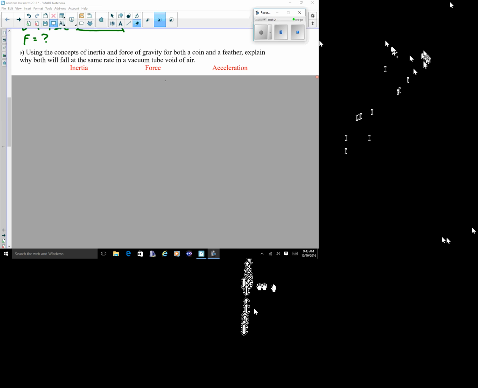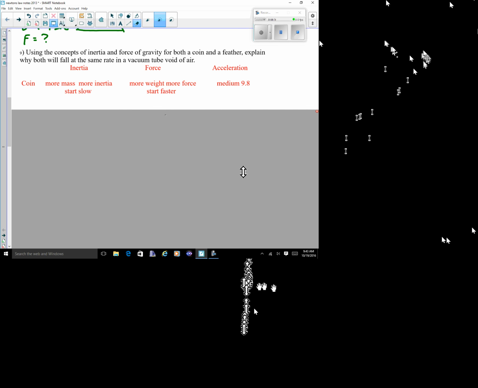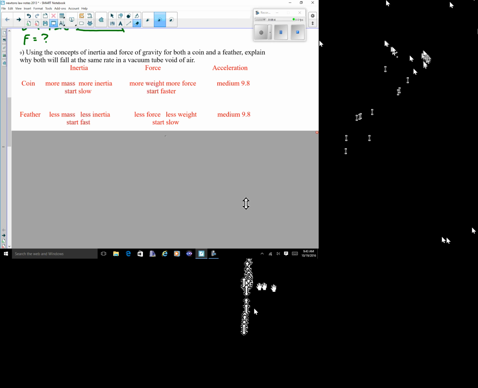If you look at these three things, the coin has a lot more mass than the feather does. Well, if you have more mass, that means you also have more inertia. So if you're at rest, you want to stay at rest. So the coin wants to stay at rest, so it's going to start off real slow. But the feather, on the other hand, has less mass, so it has less inertia. So it doesn't want to stay at rest, so it's going to start fast.